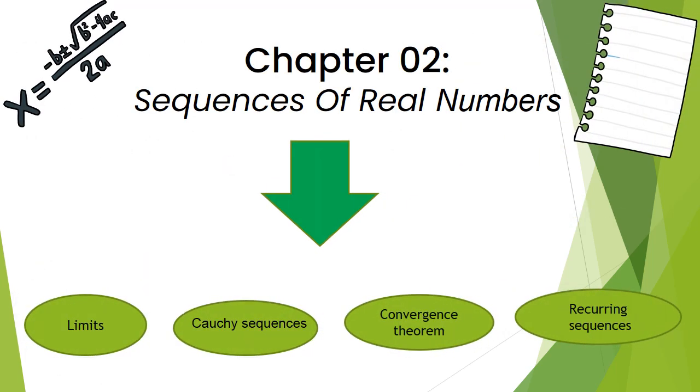Chapter 2 titled Sequences of Real Numbers. This chapter contains 4 parts. The first one is limits, next Cauchy sequences, convergence theorem, recurrent sequences.